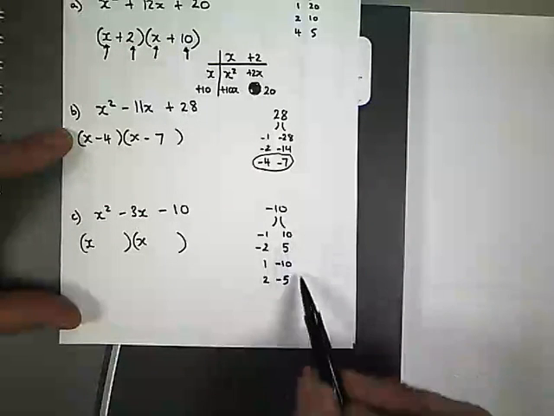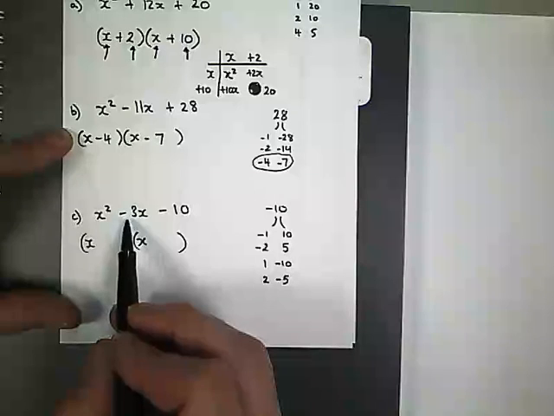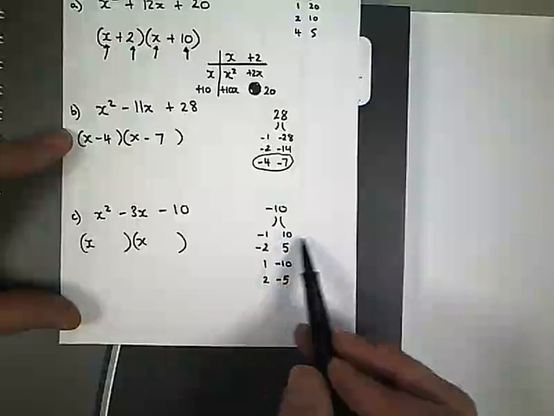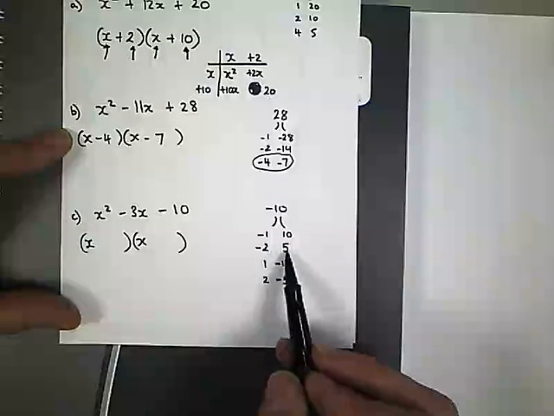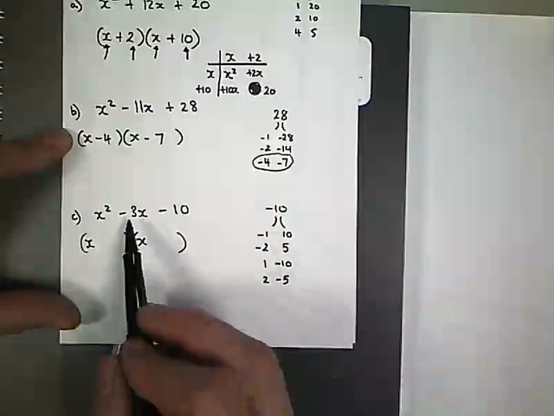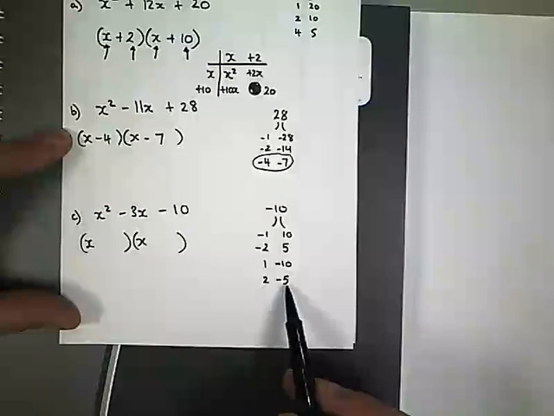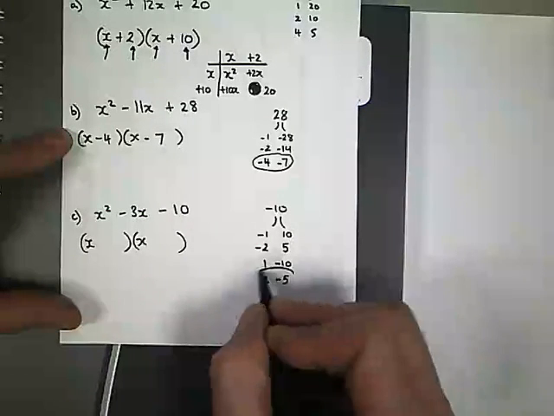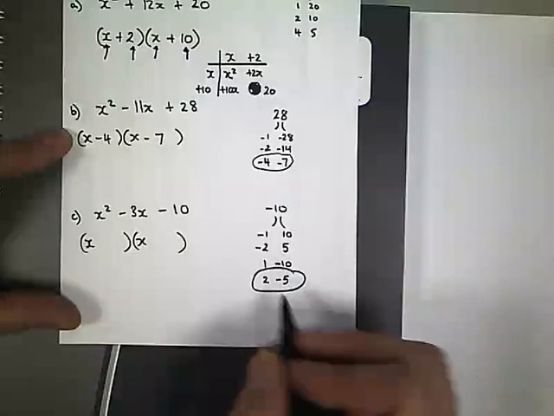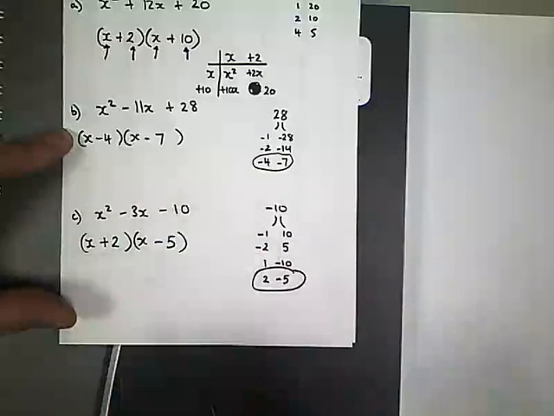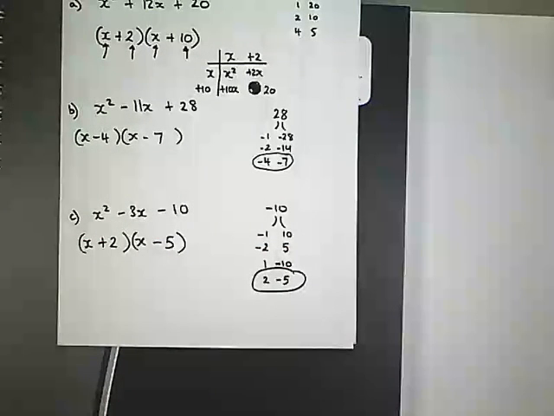Which of those pairs will add together, combine together to make a minus 3? Well, minus 1 and 10 will get me a positive 9. Minus 2 and 5 will get me a positive 3, not a negative 3. 1 and minus 10 will get me a minus 9, and 2 and minus 5 will get me a minus 3. That's the one I'm looking for. So we've got a positive 2 and a negative 5, and that's my two numbers that I put in my brackets. Right, hopefully you're getting there.